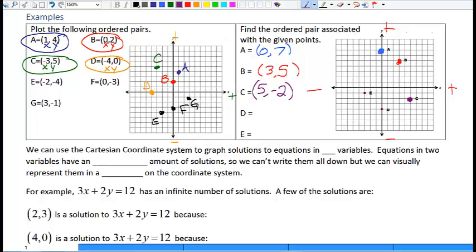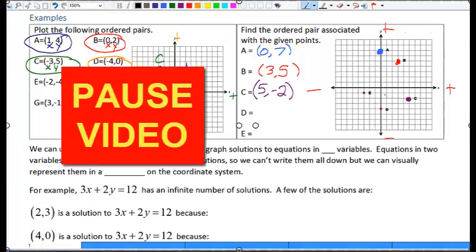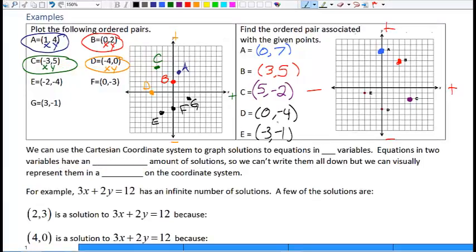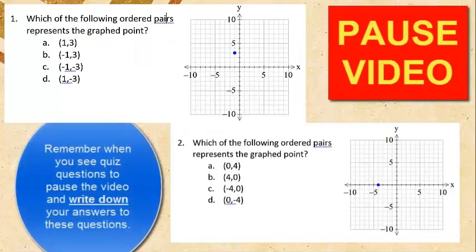Go ahead and pause the video and see if you can find the points D and E by yourself. Okay, so hopefully you got point D to be (0, negative 4), and E to be (negative 3, negative 1). If not, go back and check your work.